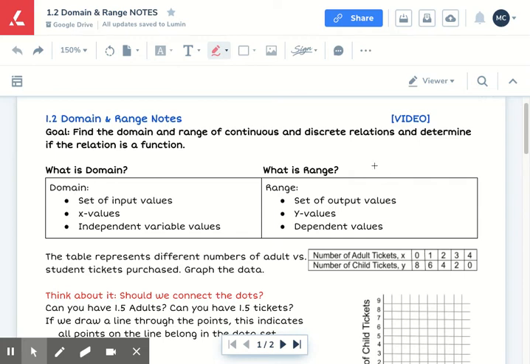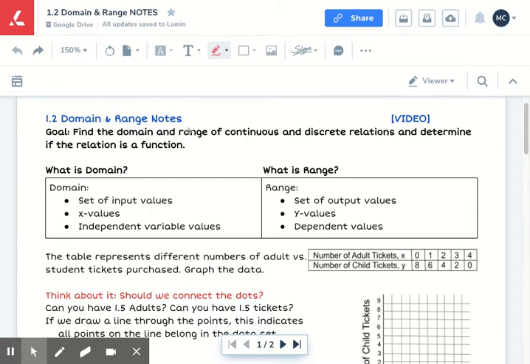All right, on Friday, we talked about functions and relations in the notes. And so, of course, you just completed the practice on that. And now we're going to talk about domain and range. So, we're looking at domain and range of continuous and discrete relations. And we're also going to determine whether the relation is a function.